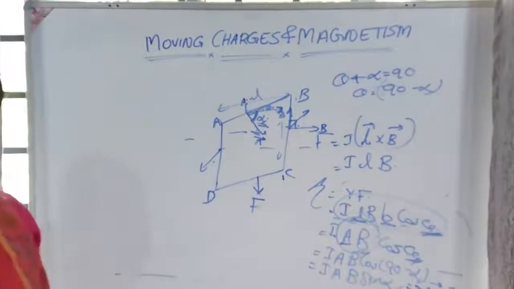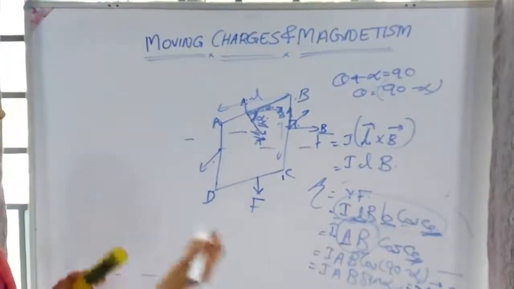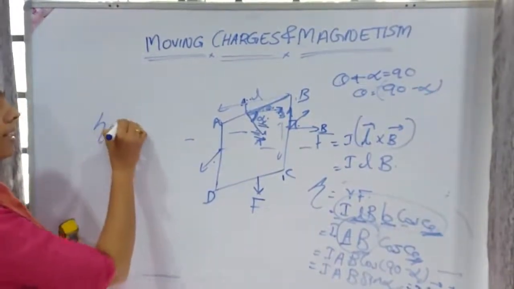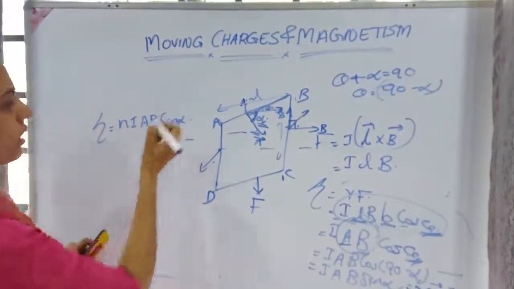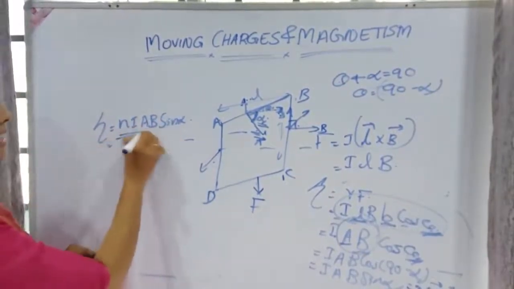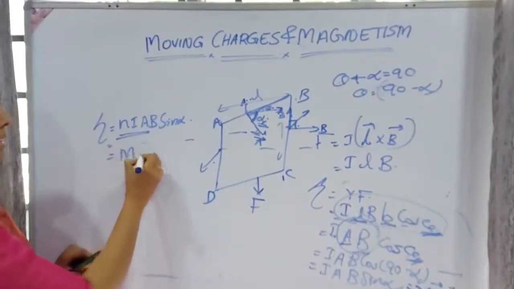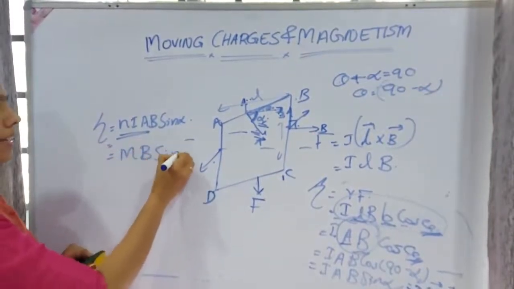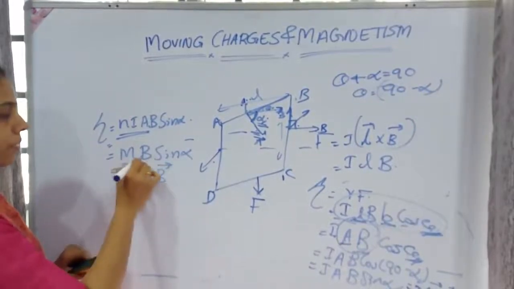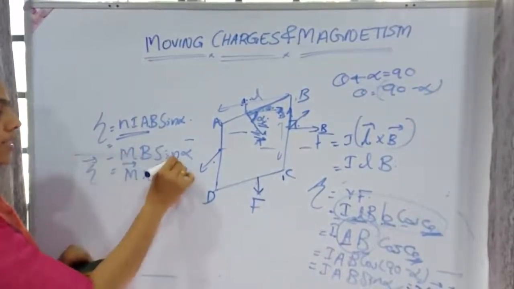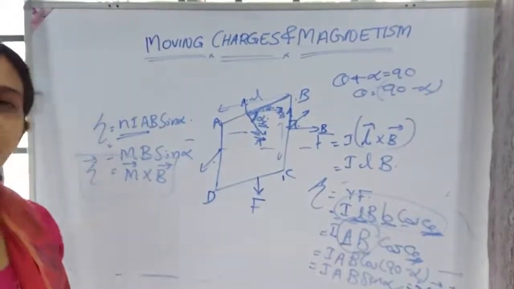Or we can write it, if I am considering n number of turns, as NIAB sine alpha. What is NIA? NIA is the magnetic moment. Magnetic moment, MB sine alpha. We can write it as M cross B. So torque τ equals M cross B. Is it clear for you?